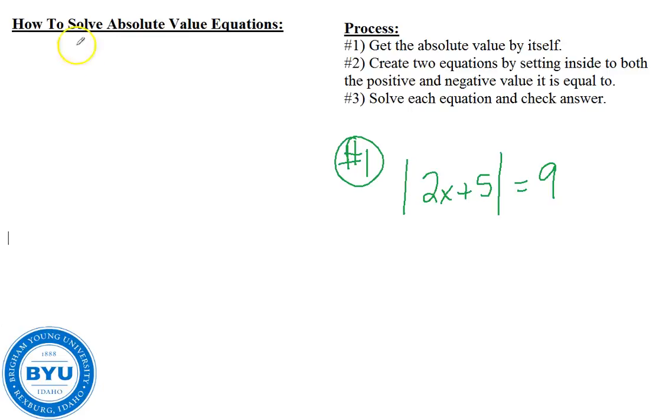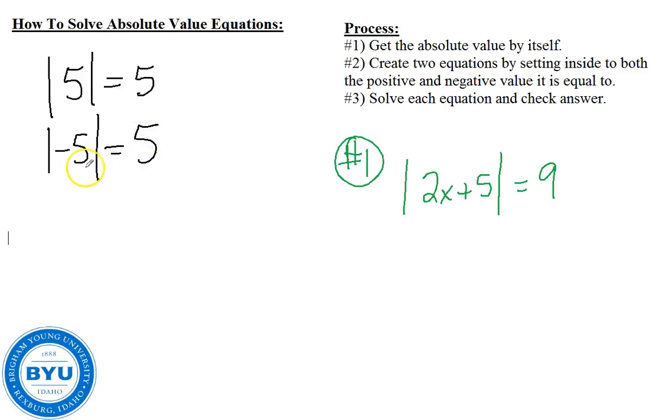Now you'll need to remember that when you take the absolute value of a number, it makes it positive. So the absolute value of 5 is 5. The absolute value of -5, well, that would also be 5 because the absolute value always makes the number positive.